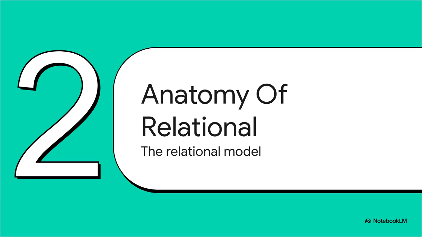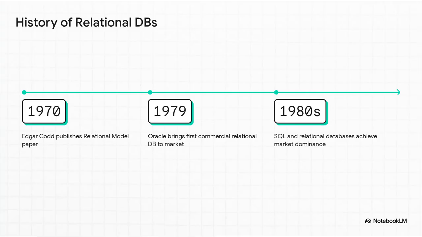Section 2. Anatomy of relational databases. To really appreciate this, we have to jump back to 1970. An IBM computer scientist named Edgar Codd published this groundbreaking paper proposing the relational model. Basically, it was a way to build cross-linked tables so you only ever have to store a piece of data once. Fast forward to 1979, Oracle brings the first commercial version to market, and throughout the 1980s, these relational databases, powered by the SQL programming language, achieved absolute market dominance.